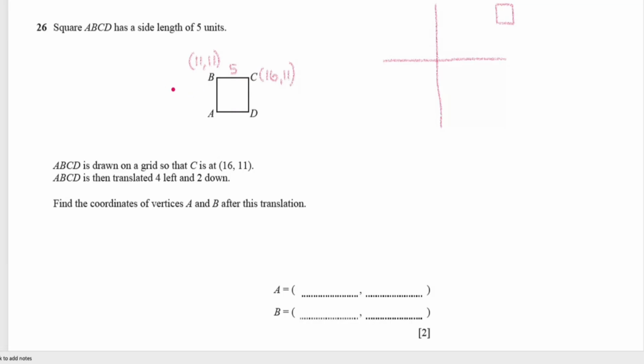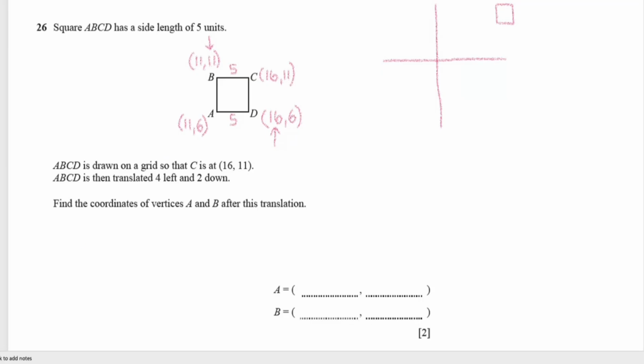Now, let's have a look at the coordinates of D. So the coordinates of D will be (16, 6). Let's have a look at the coordinates of A. Remember, the side length is 5 units. So that means the x-coordinate of A will be 5 less than the x-coordinate of D. So that's going to be 11. And the y-coordinate of A will be 5 less than the y-coordinate of B. So that's going to be 6. So here we have the original coordinates of points A, B, C, and D.